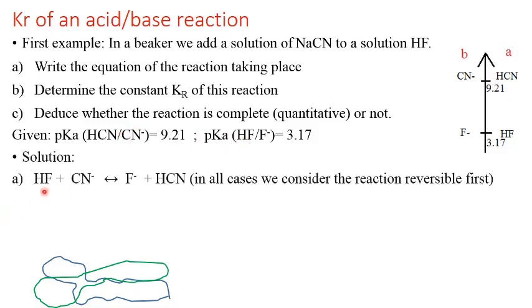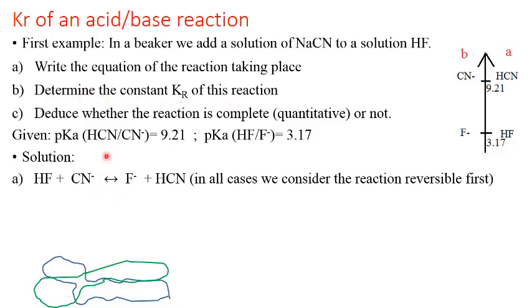So about the reaction, which is part A, as we said, HF will react with CN- in a reversible way, giving F- and HCN. Here the reaction can be not reversible, but in all cases we consider the reaction reversible first, because we don't know whether it is a complete reaction or a reversible one. After making the calculation we will decide whether it is reversible or not.